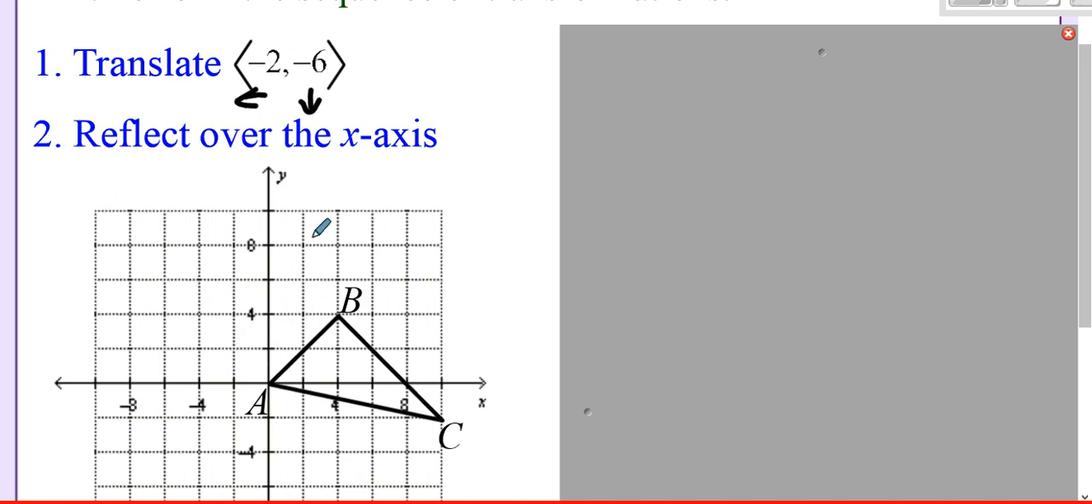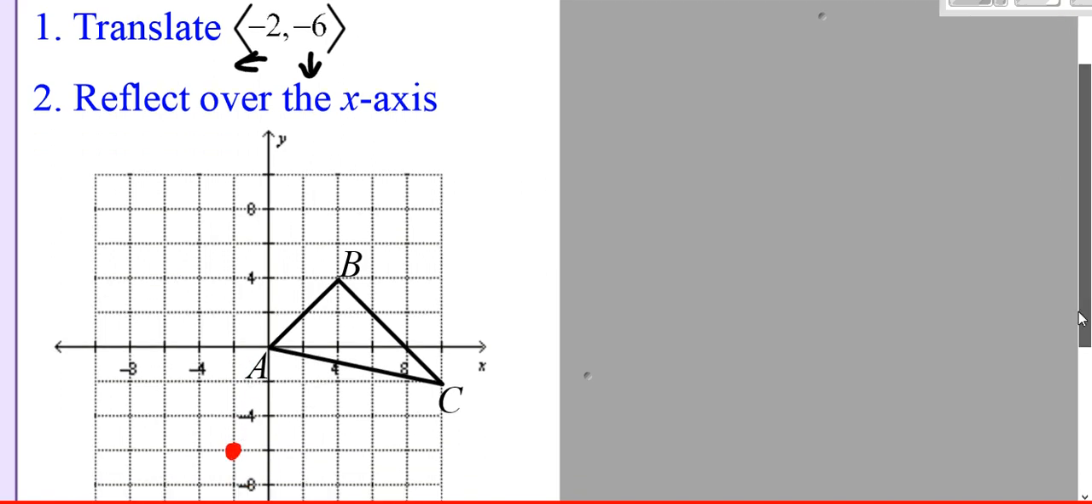So left 2 and down 6. 2, 4, 6. That's A prime. B, left 2, down 6. 2, 4, 6. And then same thing with C. Left 2, down 2, 4, 6.